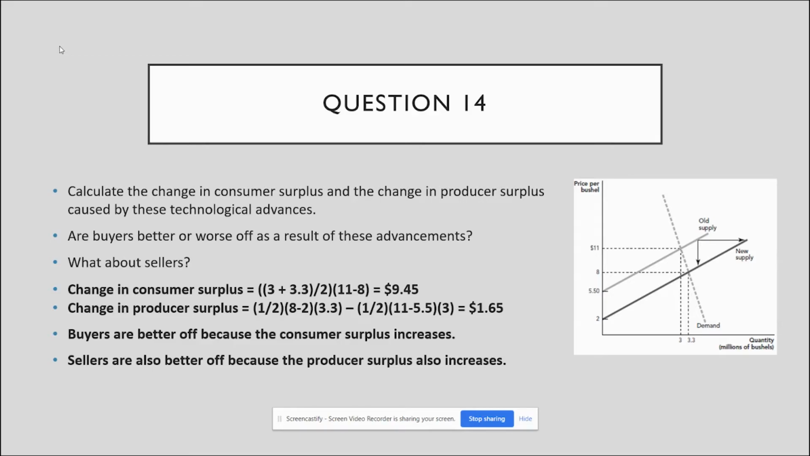And I got $9.45. The change in producer surplus is the area above the supply curve and below the price. So we actually had the numbers for that. I subtracted the area of the triangle from the old supply from the new supply and got $1.65. So buyers are better off because the consumer surplus increases, and sellers are also better off because the producer surplus also increases.